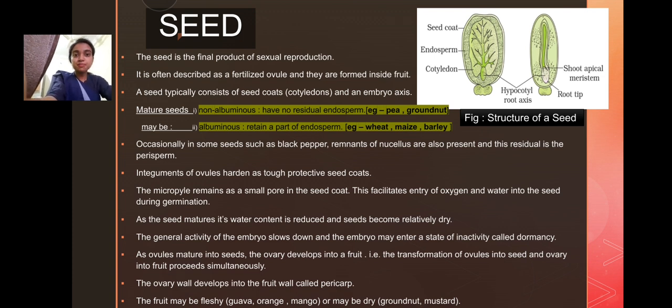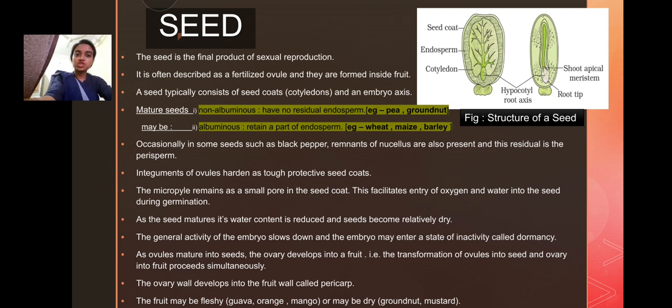Integuments of ovules harden as tough protective seed coats. The micropyle remains as a small pore in the seed coat. This facilitates entry of oxygen and water into the seed during germination. As the seed matures, its water content is reduced and seeds become relatively dry. The general activity of the embryo slows down and the embryo may enter a state of inactivity called dormancy.